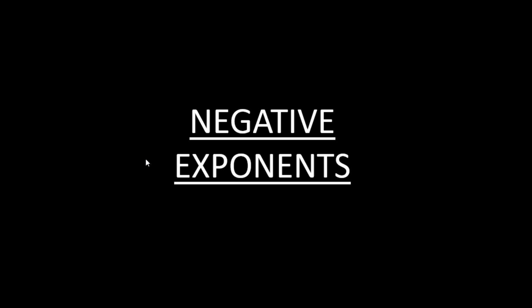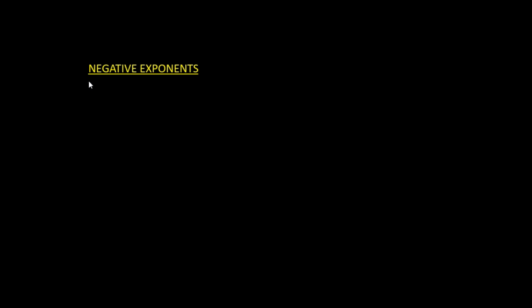In our previous video, we have covered how to deal with numbers which are raised to a power of 0. So we have seen that anything raised to the power 0 is always 1. In today's video, we will see what happens when a base or a number is raised to a negative exponent. So let us take an example.